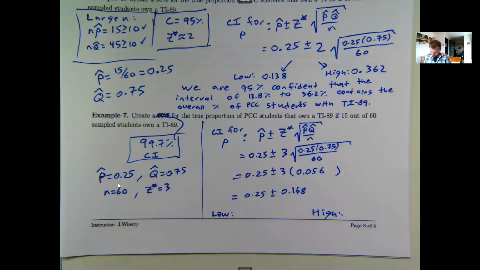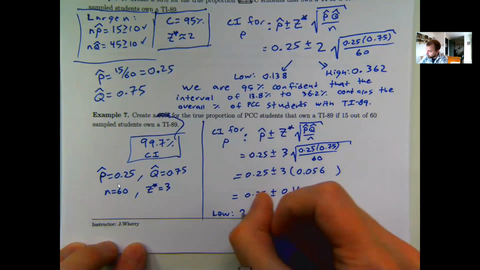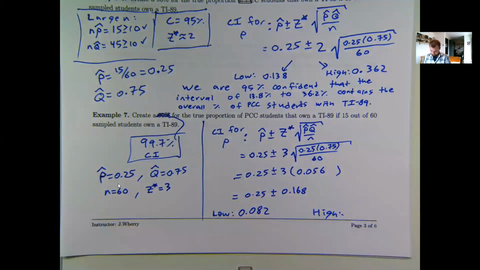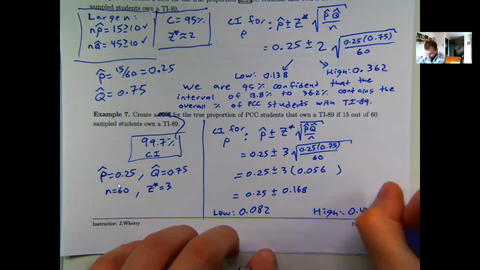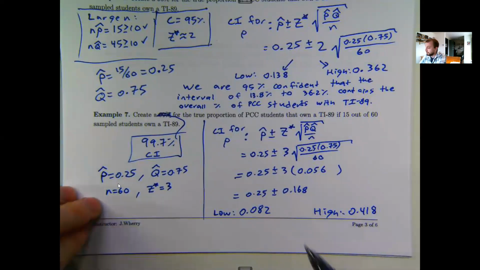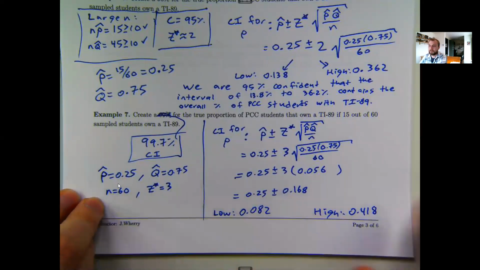So for this 0.25 minus 0.168, on the low value, I have 8%. On the high, I have 41.8%. So here's the downside. I'm really sure that it's somewhere between 8% and 42%, but that's a massive range of values. I don't feel like I've actually pinned that down all that well. So even though I'm more confident, I'm less precise.